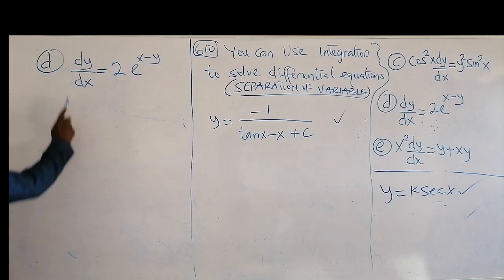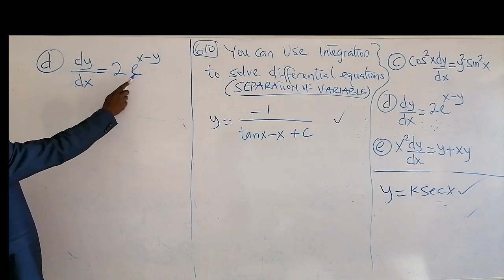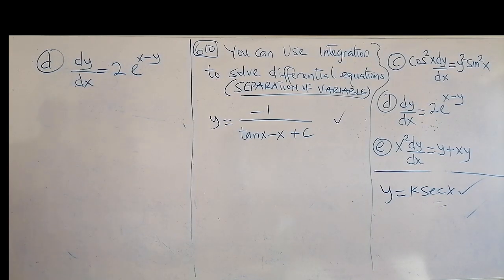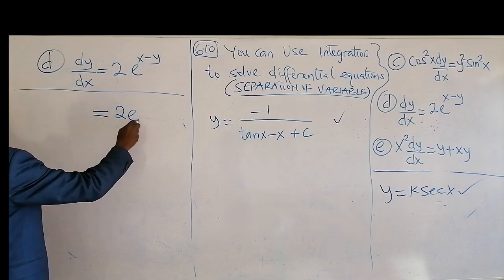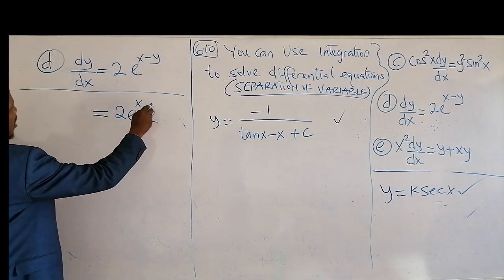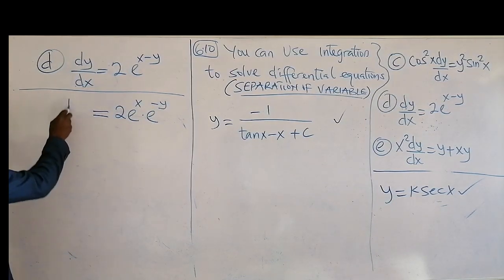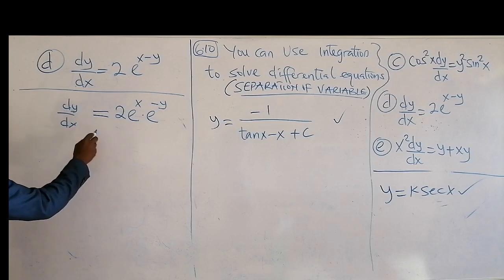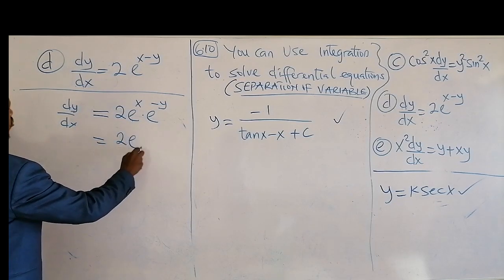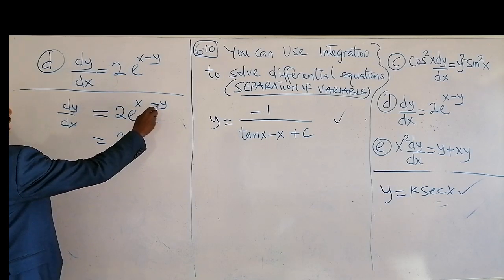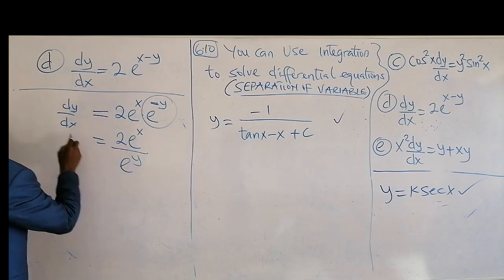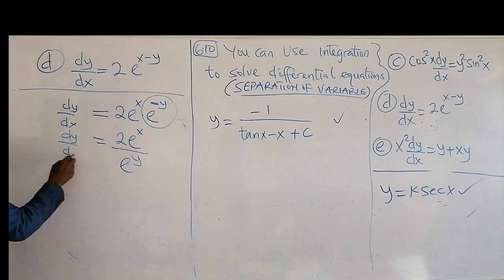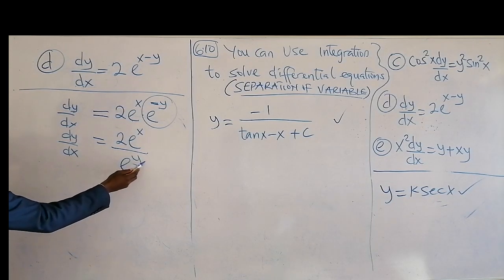We have dy/dx equal to 2 times e to the power x minus y. What we are going to do in this case is break this into two parts, which will be e to the power x times e to the power minus y. So dy/dx equals 2 e^x e^(-y). We can go further: remove the minus exponent here and that brings this down. So you have 1 over e^(-y) dy/dx. You can multiply through by this.